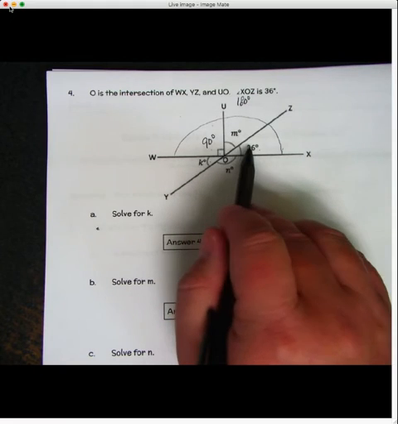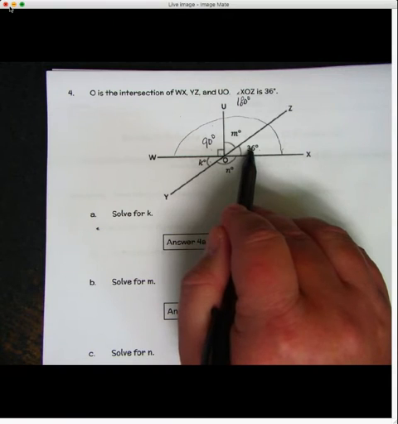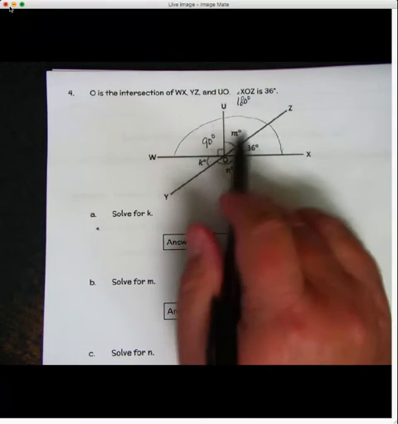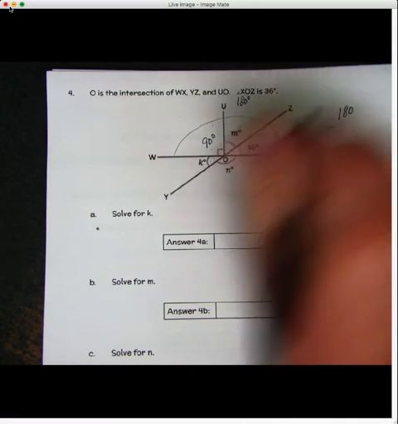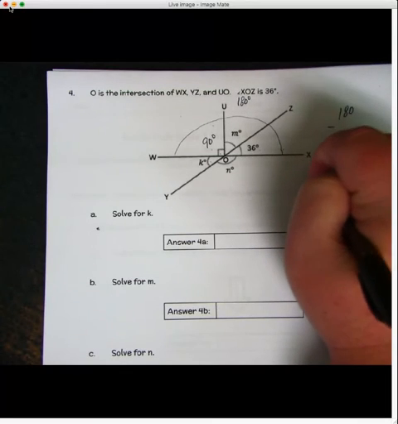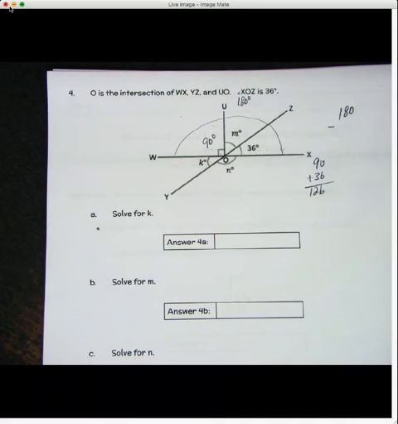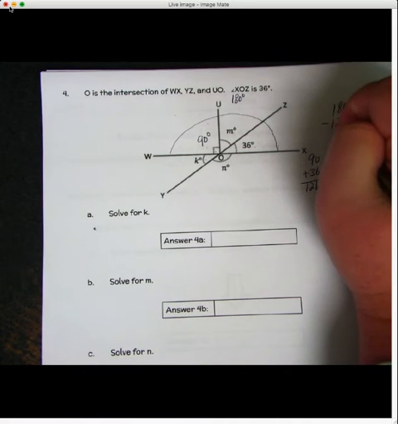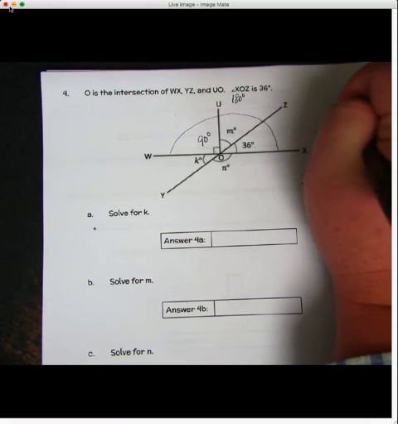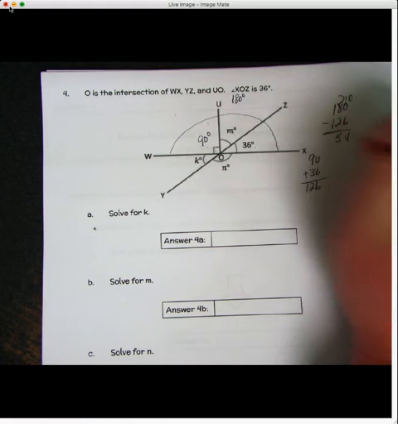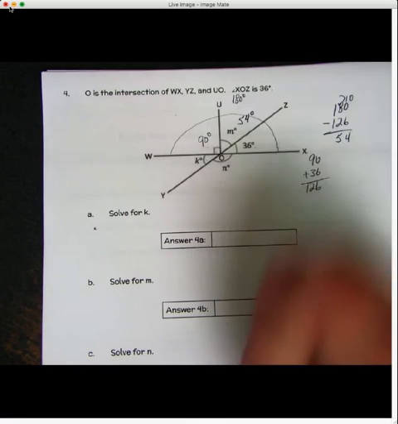Well, if I know this much and this much, it's like that one problem we did earlier. I can add these two together and take what I get away from 180 to see what the missing piece is. So 180 minus, now I need to do 90 plus 36 to see what they are together. And that equals 126. So I'm going to do 180 minus 126, and I'm going to get 54 degrees. So measure M is 54 degrees.